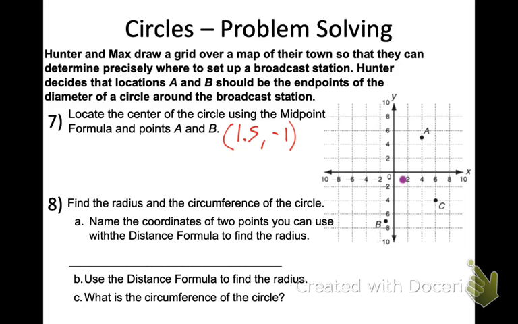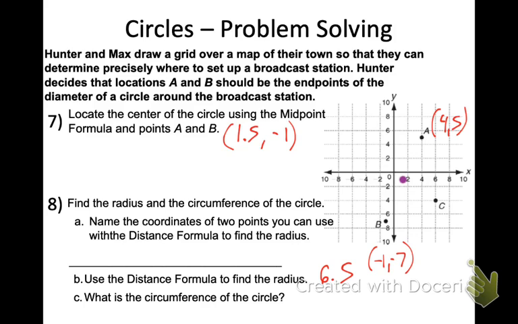And then part 2. Number 8 here. Find the radius and circumference of the circle. Name the coordinates of 2 points you can use with the distance formula to find the radius. Did most people probably use A and B? Yeah, I would use A and B. A is at 4, 5, sorry. And B is at what, -1, -7? So I'm going to use those 2 coordinates there, and then I'm going to use the distance formula to find the radius. Kelsey, what's my radius going to be then? Yeah, my radius is 6.5.